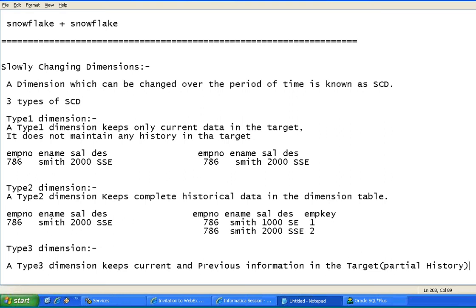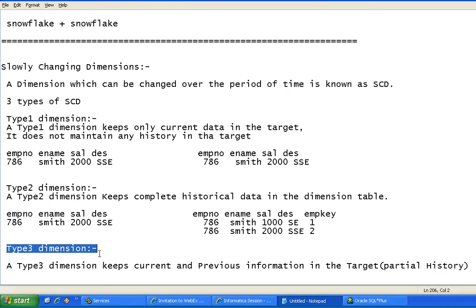For example, let us think our organization was established 30 years back. All the 30 years of information will be in type 2, because type 2 stores the complete history. For example, if I want 2 or 3 years of information, then we go for this type 3 dimension. We keep the current as well as partial history, not the entire history, in the target. So we call it type 3 dimension.